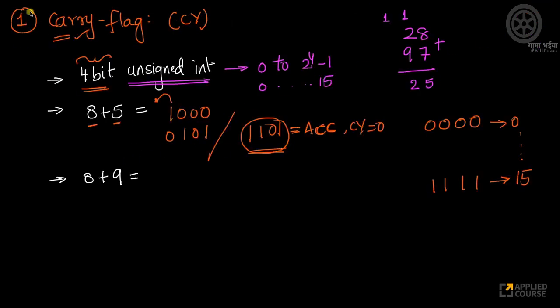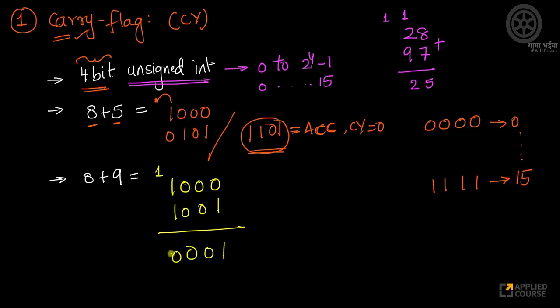Very simple example. On the other hand, let's take a slightly different example. Imagine I have 8 plus 9. What is 8 in binary? 1000. What is 9? 1001. When I add both of them in my ALU, what happens? 0 plus 1 is 1, 0 plus 0 is 0, 0 plus 0 is 0, 1 plus 1 is 0 with a carry of 1. This is my carry.